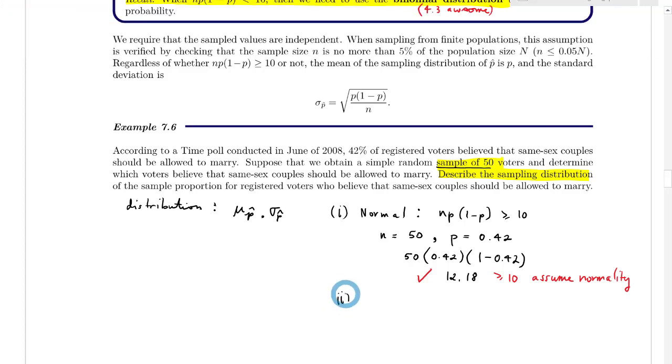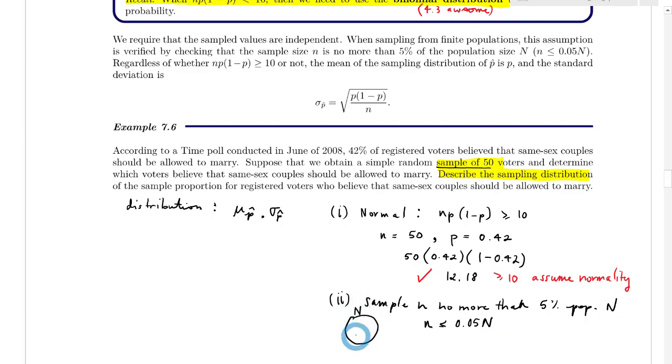The second piece, right, is to make sure that the sample size n is no more than 5% of the population size. So this means that n can be no more than 0.05 of capital N. So, and this is what it's saying. It's saying the population is size N, and then you took a sample of little n.